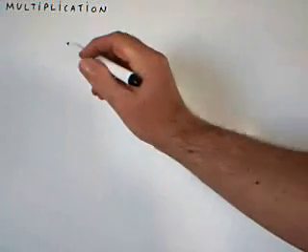I'm going to show one method of multiplication. There's quite a few of them, but the one I'm going to do is called the grid method. That's what I like to call it anyway. Let's pick a couple of numbers to multiply.